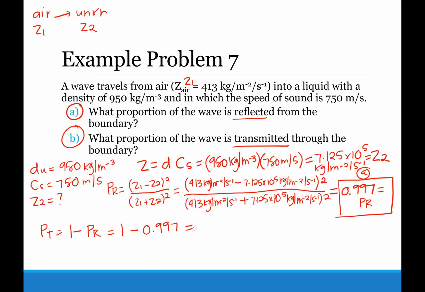So 1 minus 0.997 is 0.003, and that is the answer for B.